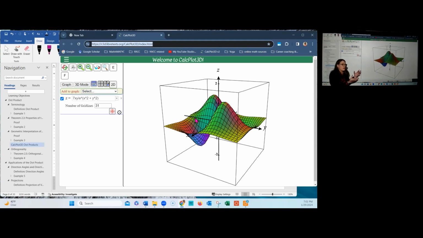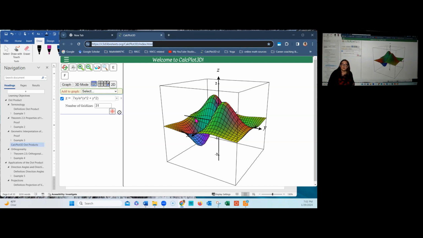Every time you go to Calc3 D, it's going to look like this. This is the home screen. You're always going to see this picture right here. It's always going to be this function. This is Calc3 D, so you want to bookmark this. This is going to be used constantly, almost daily in this course. So make sure that you have it bookmarked so you can find it again.